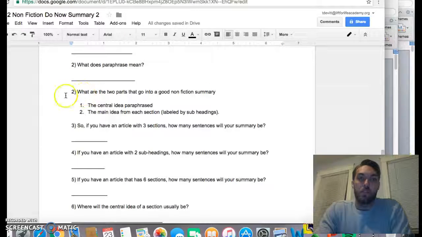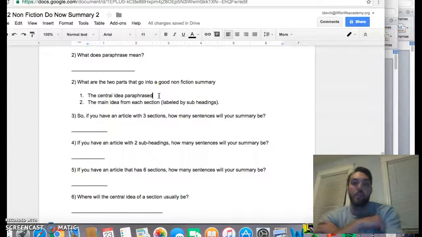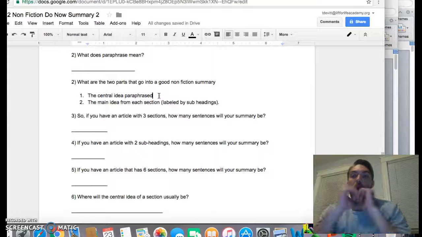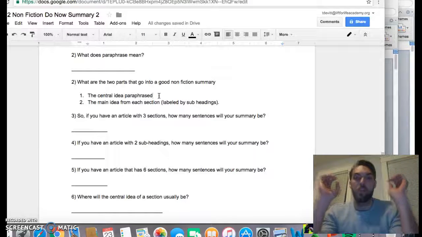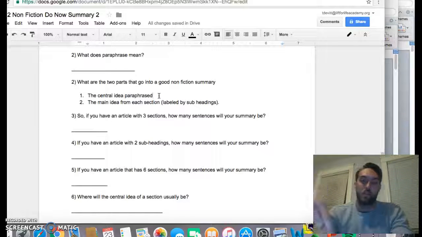This is part 2 of 2, I guess. It says, what are the 2 parts that go into a good nonfiction summary? And this will be blank for you. The first one is the central idea paraphrased. So that means the overall central idea. So when you're reading it, what you're supposed to overall take away, that's going to be the first thing you put in your summary. That's going to be your first sentence.